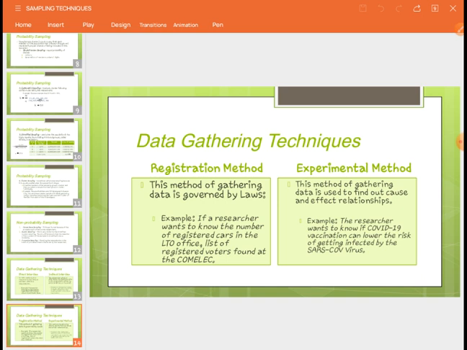And the other is experimental method. This method of gathering data is used to find out cause and effect relationship. Kailangan mong mag-try para makita mo, kailangan mo mag-experiment, di ba? So halimbawa, gusto mong makita sa research mo kung ano yung mangyayari kapag yung asin or yung betchin nilagay mo dun sa inumin, di ba? So, yun. Itatry mo yun. I-experiment mo yun.